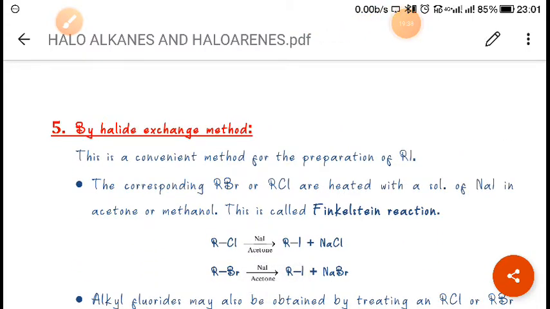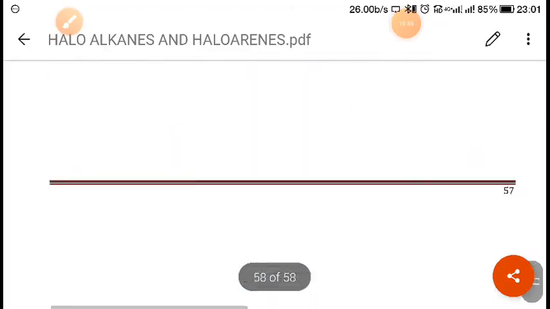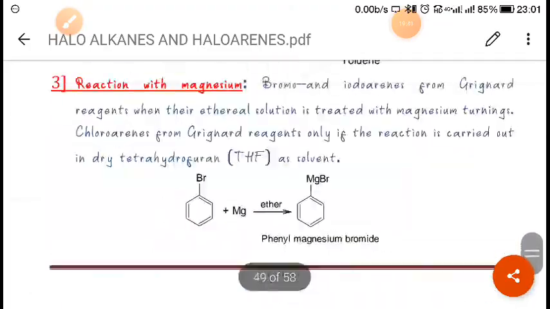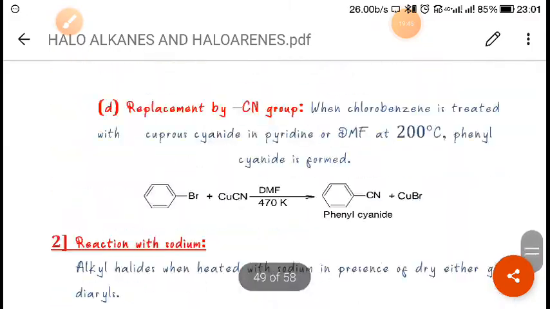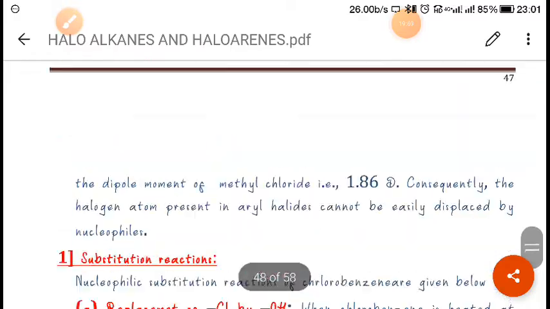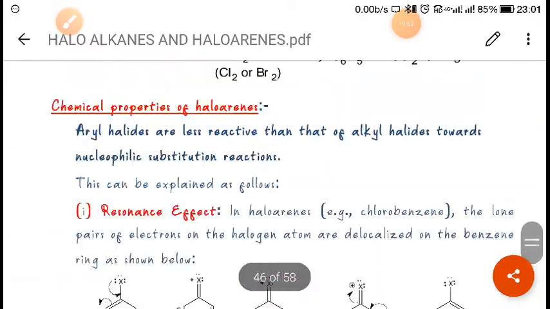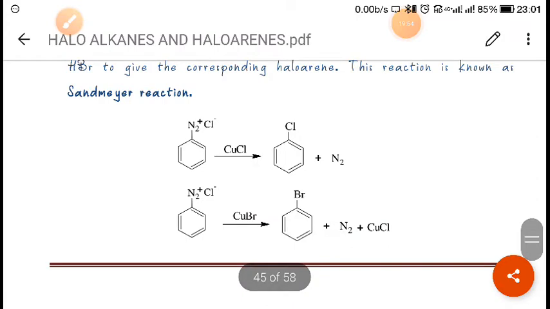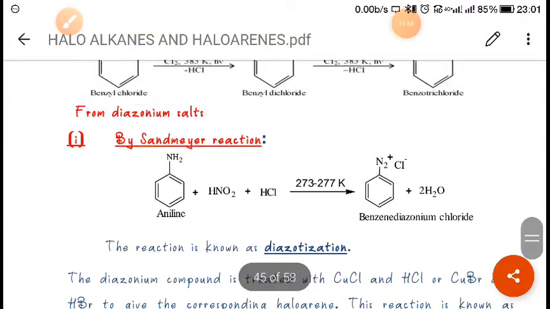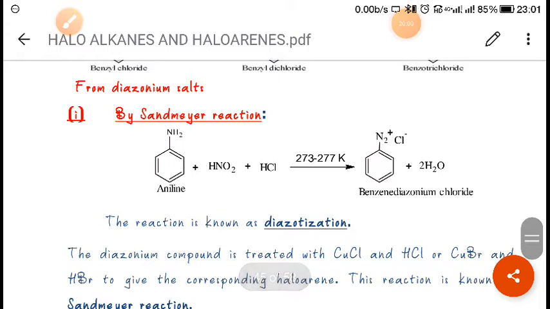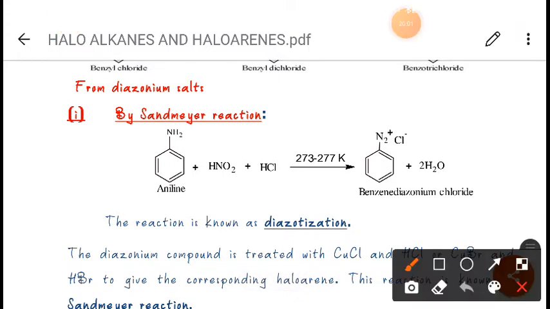So now next is the Sandmeyer reaction. Let me find where it is. We will see the Sandmeyer reaction, this one. When we talk about the Sandmeyer reaction, always remember, suppose we have this R-NH2. Let me change the color.